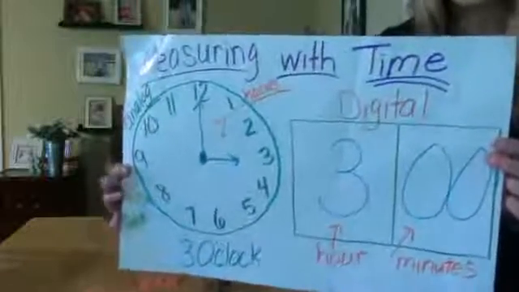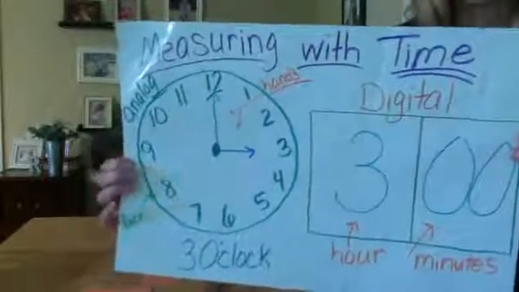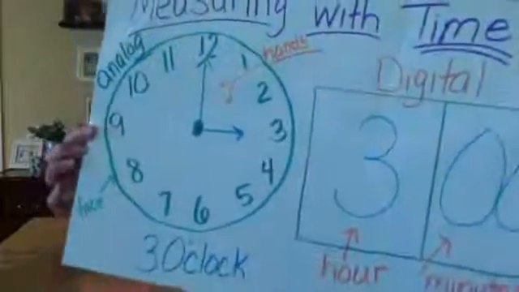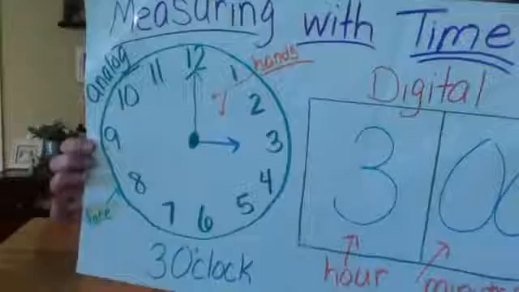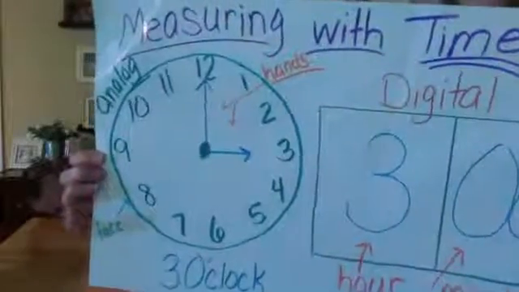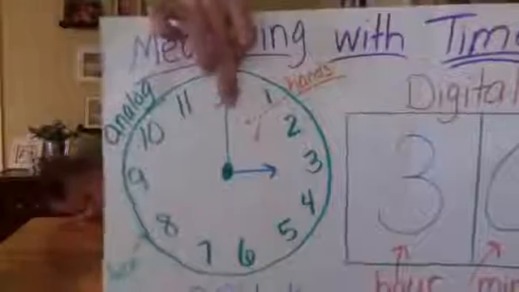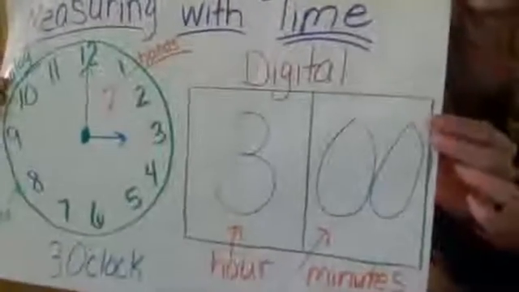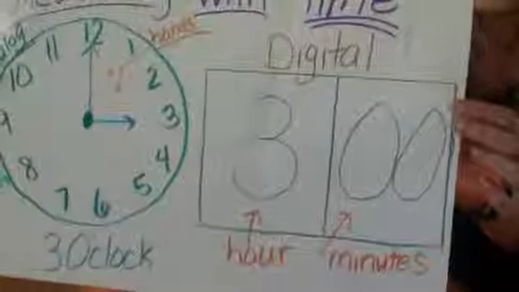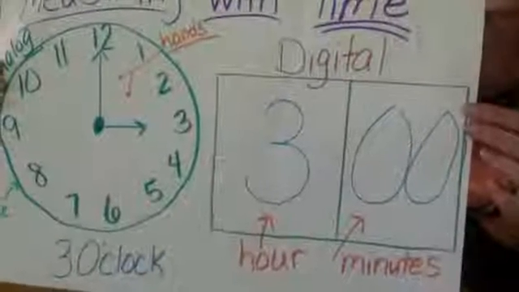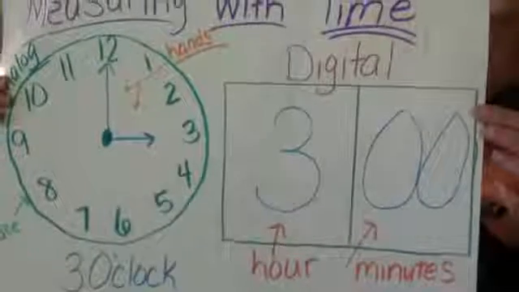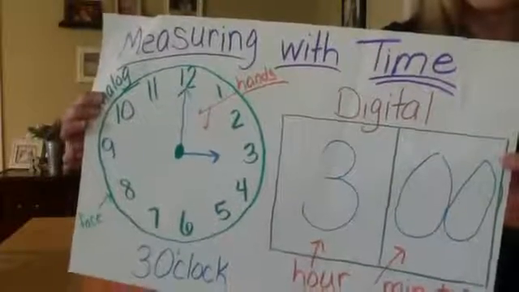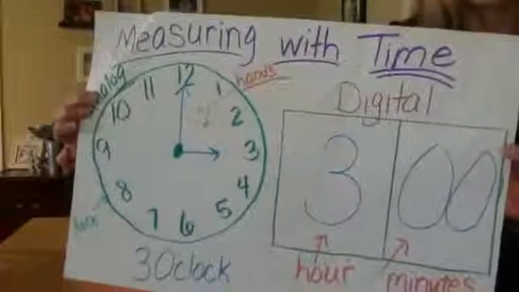So we have our analog clock. This one is our analog clock. Our analog clock shows us the face of the clock. It shows us the hands of the clock right here. And it shows us the numerals or the numbers. Well, if we look over at the digital clock, it also shows us the hour. The hour goes first, and it shows us the minutes. So it is a digital clock.